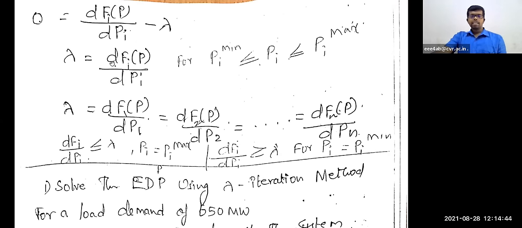This is the first condition, dFi divided by dPi is equal to lambda. Now the condition will be like this: Pi minimum is less than or equal to Pi, less than or equal to Pi maximum. Suppose dFi, that is the change in the fuel cost with respect to power, is less than or equal to lambda, then Pi is equal to Pi maximum. If dFi divided by dPi is greater than or equal to lambda, then Pi is equal to Pi minimum.